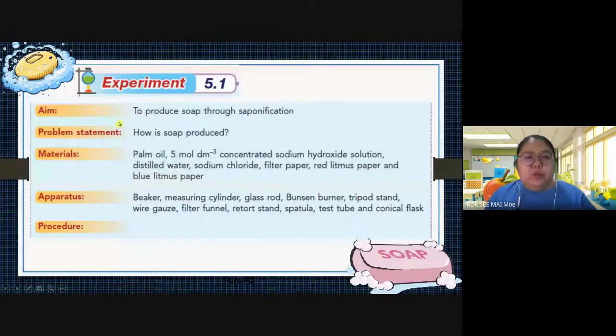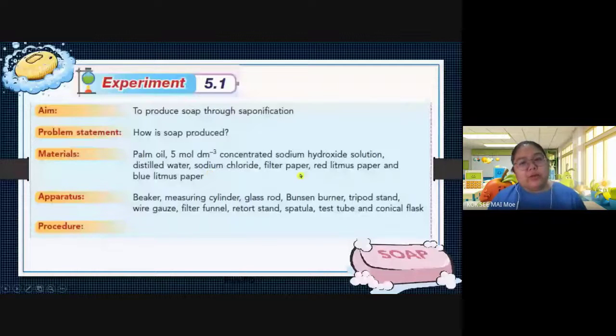Okay, so from here we go through this experiment first. We need to produce the soap through saponification. How will the soap be produced? First, we use concentrated sodium hydroxide, distilled water, and sodium chloride. After that, we have filter paper, red litmus paper, and also blue litmus paper to test acid or alkaline. We also have a beaker, which you need to heat. Now we'll show the diagram first.